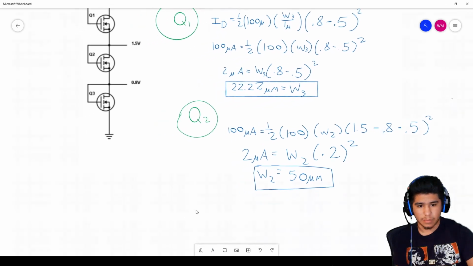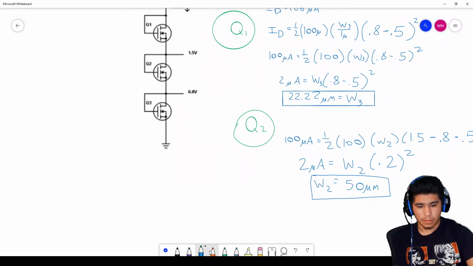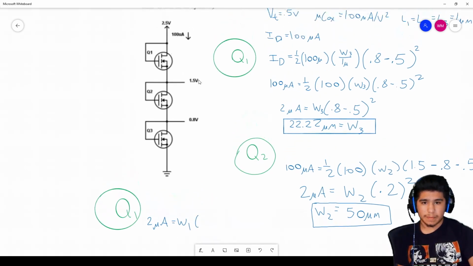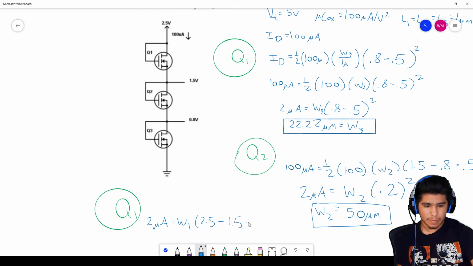Now let's get W1. So now we have Q1. Nice. Okay. Very similar setup. 100 microamps equals... Actually, we don't even need to write all that. We can just keep it as 2 microamps equals W1. And now we're going to be doing... We start with 2.5 up there. 2.5 minus 1.5 minus 0.5. We're always going to have that VT there. Squared.